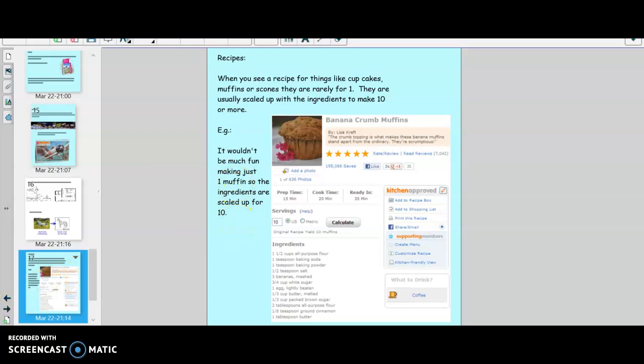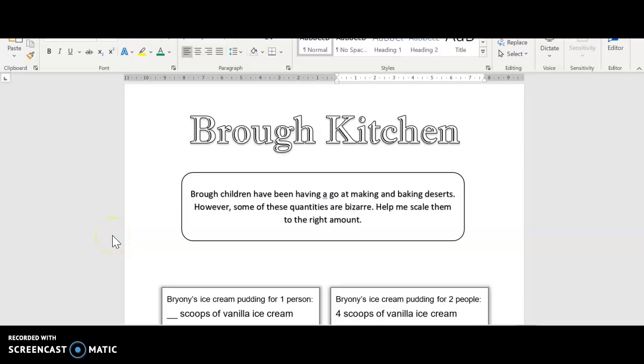So, we are going to go into the Brough kitchen. Brough children have been having a go at making and baking desserts. However, some of these quantities are bizarre. Can you help me scale them to the right amount?